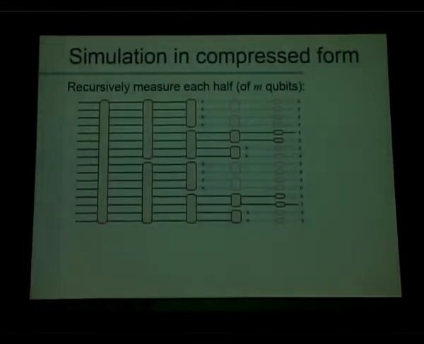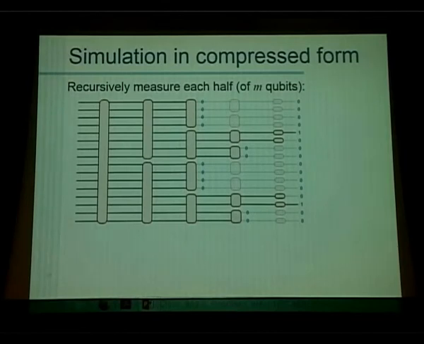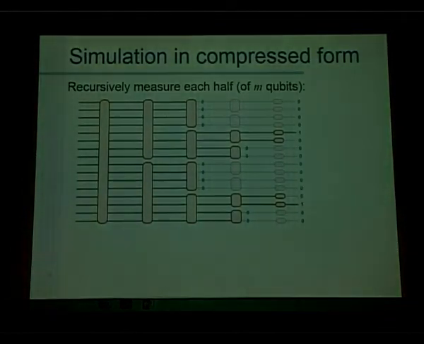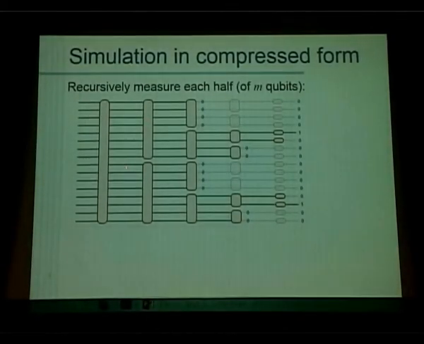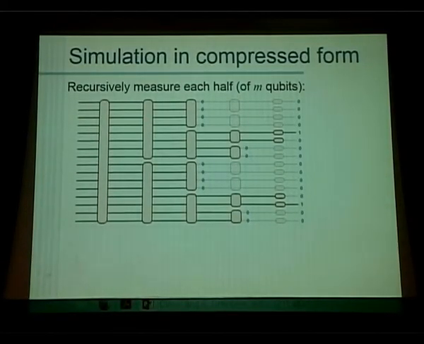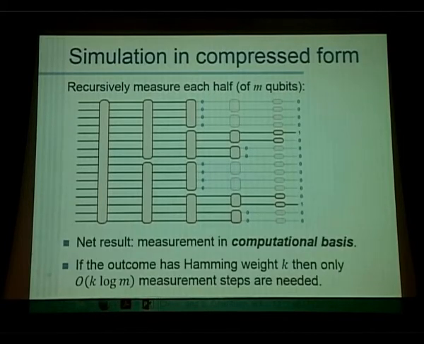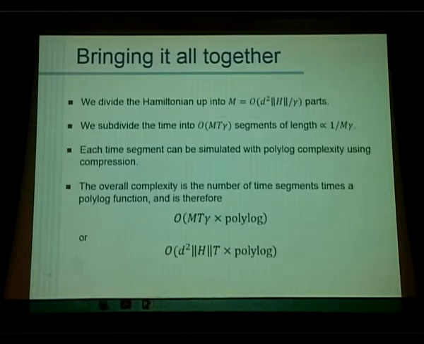And the trick is that even though I've shown this in an uncompressed form, you can do everything in the compressed form. And essentially, all you need to do is at each stage here, you just split up the compression. And this is something that can be done efficiently, and the overall complexity of this thing is only scaling logarithmically. So putting this all together, what we have is we're first of all dividing that Hamiltonian into a number of parts. So these are those self-inverse parts.